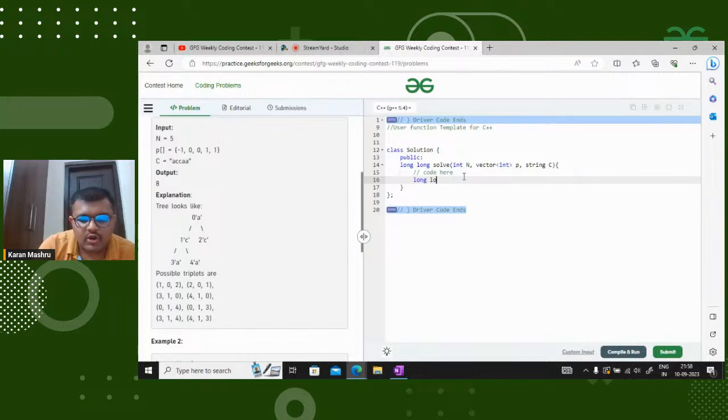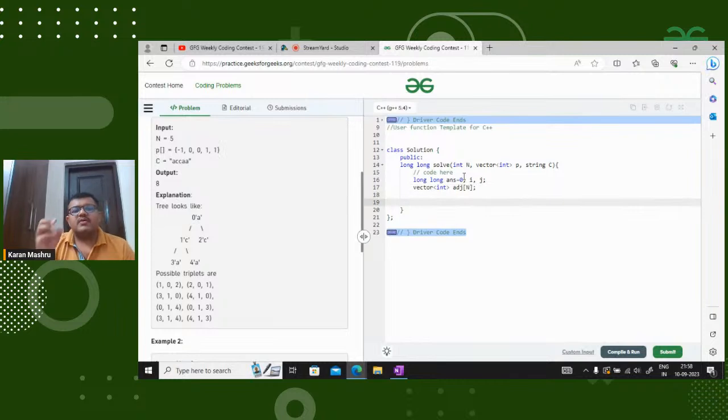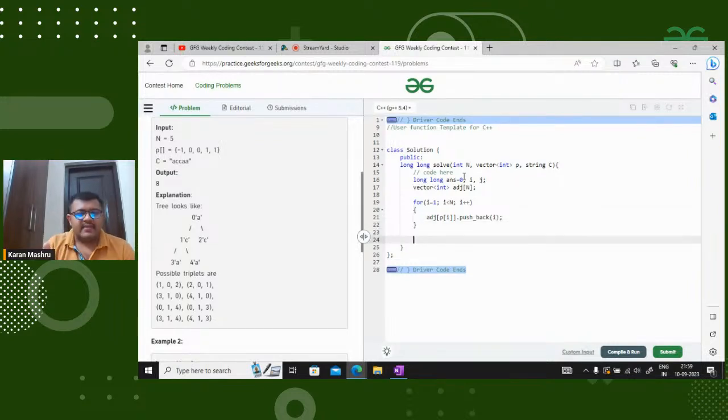So let me take long answer. Let me take it as 0. I'll take some variables i, j. I need to form an adjacency list. So I'll form it first. So how will I form it? From the pith node, I can go to the ith node because p of i is the parent of i. So for i equals 1, i less than n, i plus plus, adjacency list of p of i dot pushback i, because from p of i I can go to i, right? Because p is the parent of i.